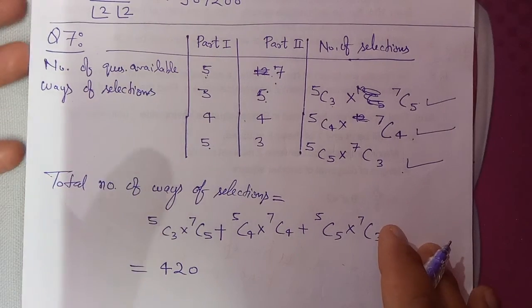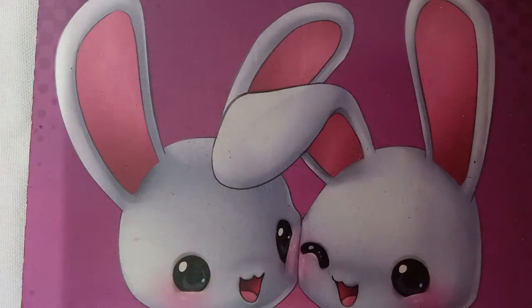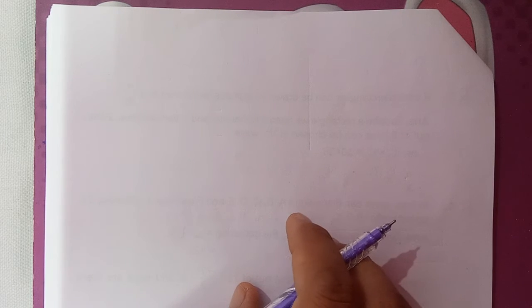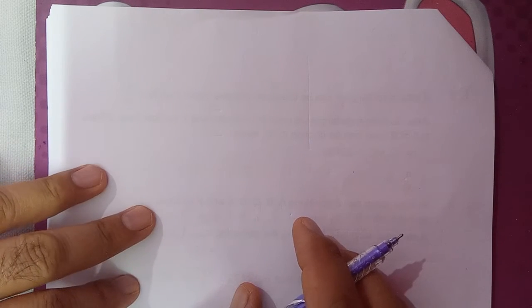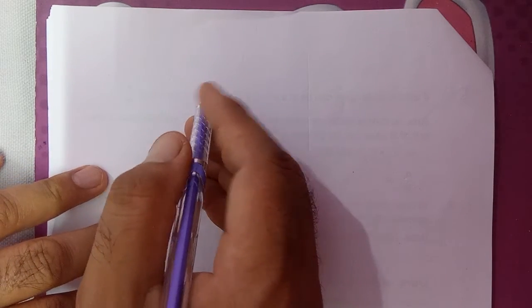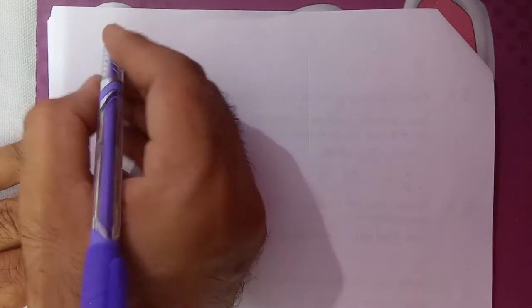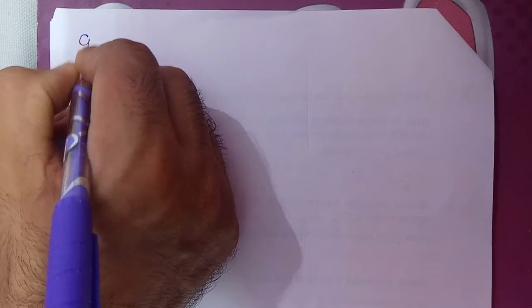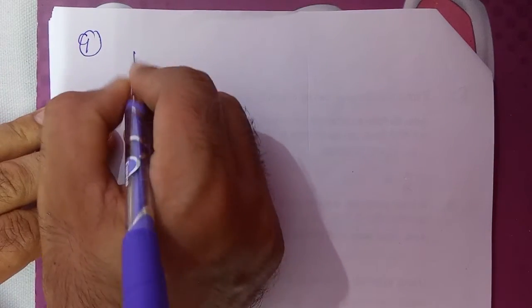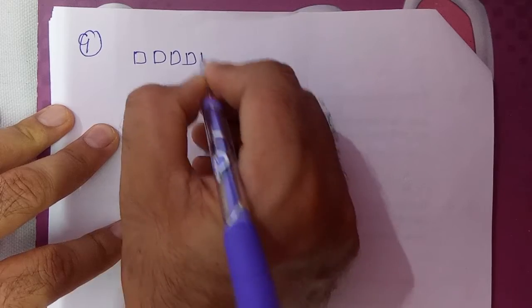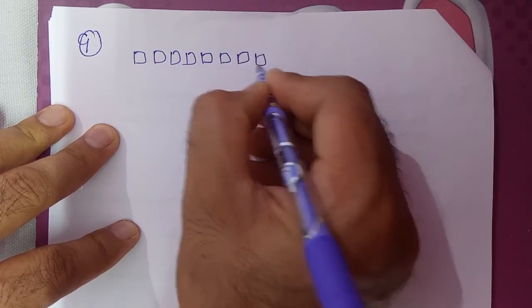Next is question number 9. It is required to seat 5 men and 4 women in a row so that the women occupy the even places only. How many such arrangements are possible? There are total 9 members, so it means you are to fill up these 9 boxes: 1, 2, 3, 4, 5, 6, 7, 8, 9.